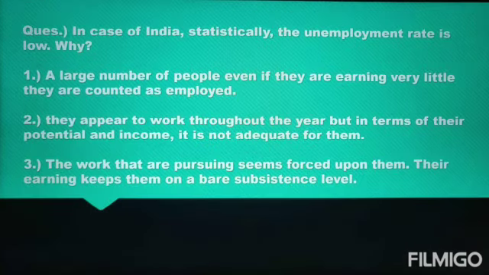Students, if we talk about India, then statistically unemployment rate is low. Why? Because a large number of people, even if they are earning very little, they are counted as employed. Students, if we talk about seasonal unemployment, then there are people who are not working throughout the year. Or if we talk about disguised unemployment, then there are people who seem to be working but are actually not affecting the production. But students, all these people are counted as employed.